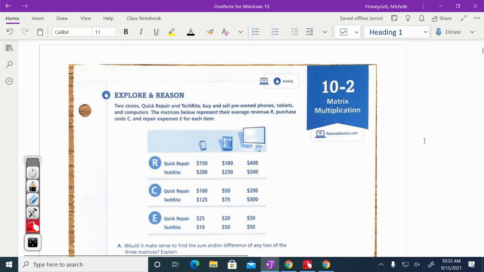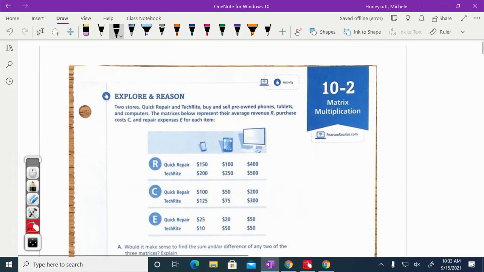All right, so starting on page 459, today we're going to talk about something called matrix multiplication. Oh, no.